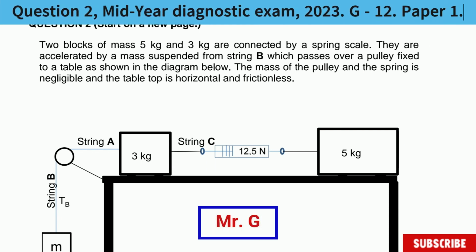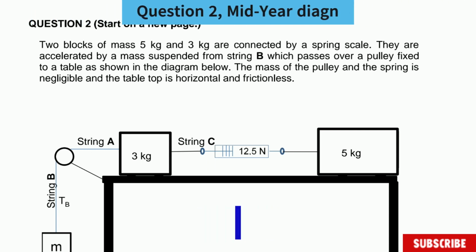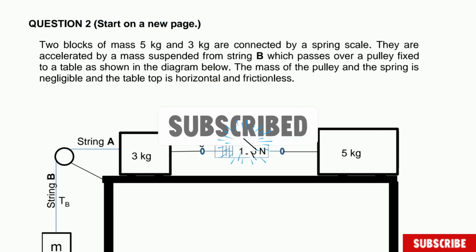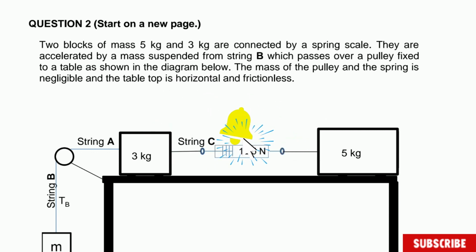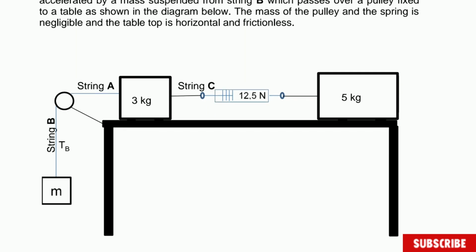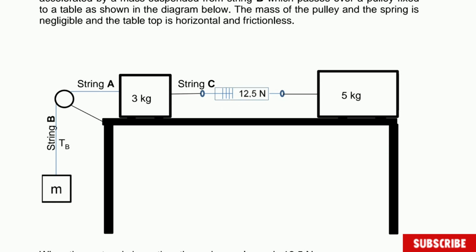This is a video for grade 12, but it's also applicable to grade 11. It is related to Newton's laws, and it's question 2 from a diagnostic exam for 2023 developed by Professor Rodriguez. This question says two blocks of mass 5 kilograms and 3 kilograms are connected by a string A. They are accelerated by a mass suspended from string B, which passes over a pulley fixed to a table as shown in the diagram below. The mass of the pulley and the string is negligible, and the table top is horizontal and frictionless.